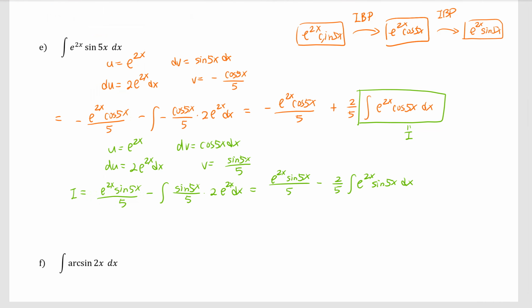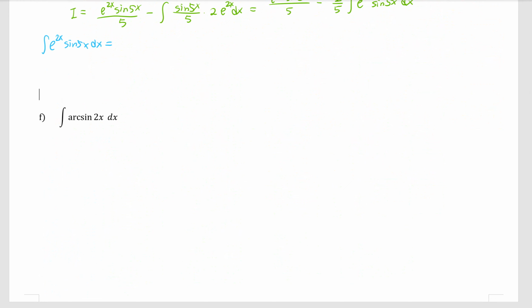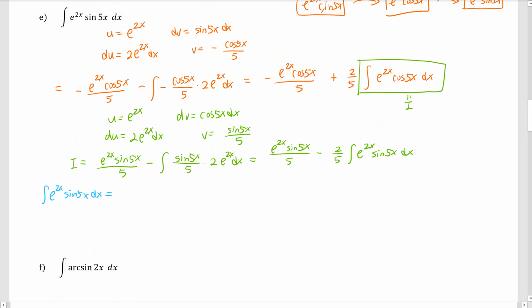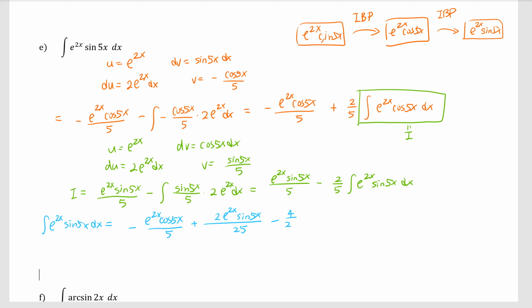So watch carefully. We start with the integral of e to the 2x sine 5x dx, and that equals minus e to the 2x cosine 5x over 5 plus 2/5 of this integral I. 2/5 times the first term is 2 e to the 2x sine 5x over 25. 2/5 times the next term is minus 4 over 25 times the integral of e to the 2x sine 5x dx. So far, so good, everybody.